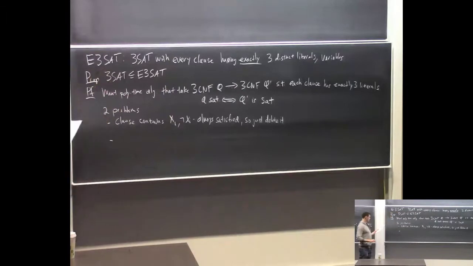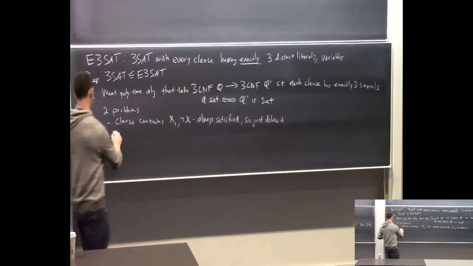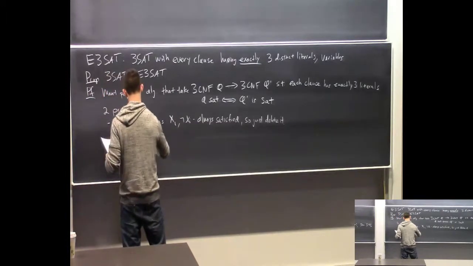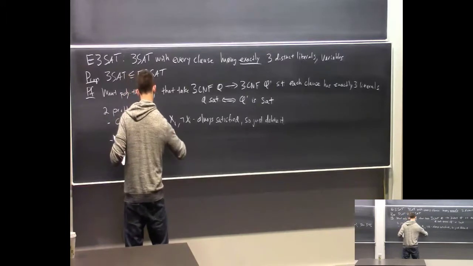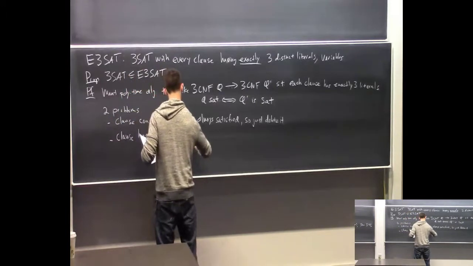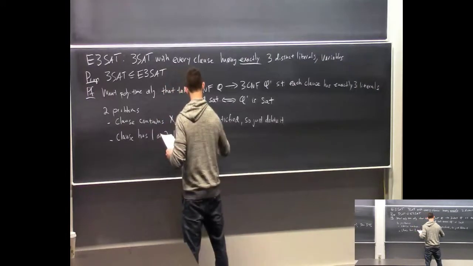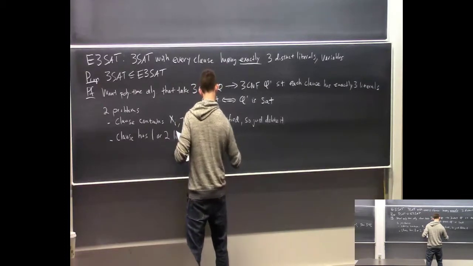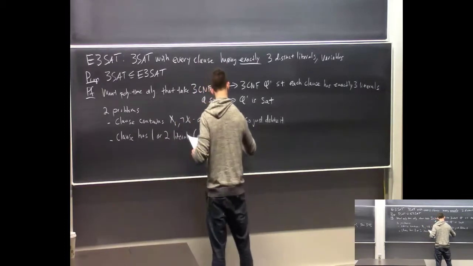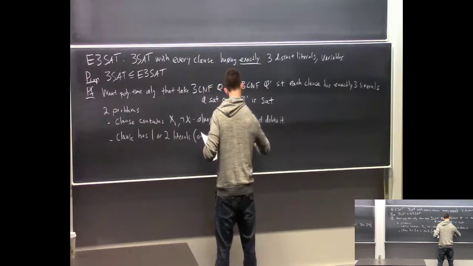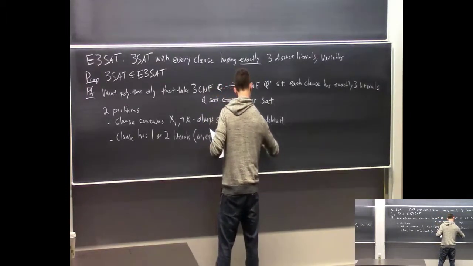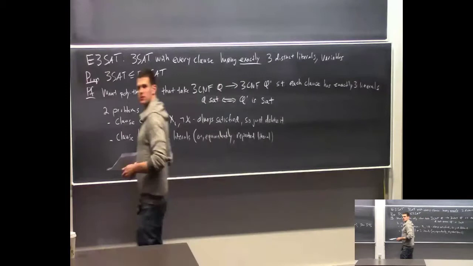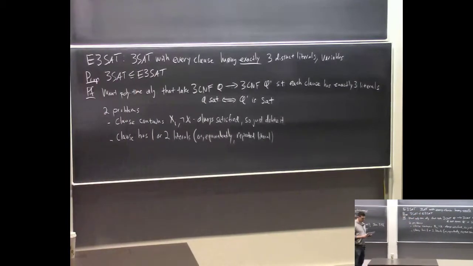What is a big deal? What is a big deal is that a clause may have only 1 or 2 literals. Or equivalently, a repeated literal. So this is really the case we have to deal with. Okay, so how are we going to do that?